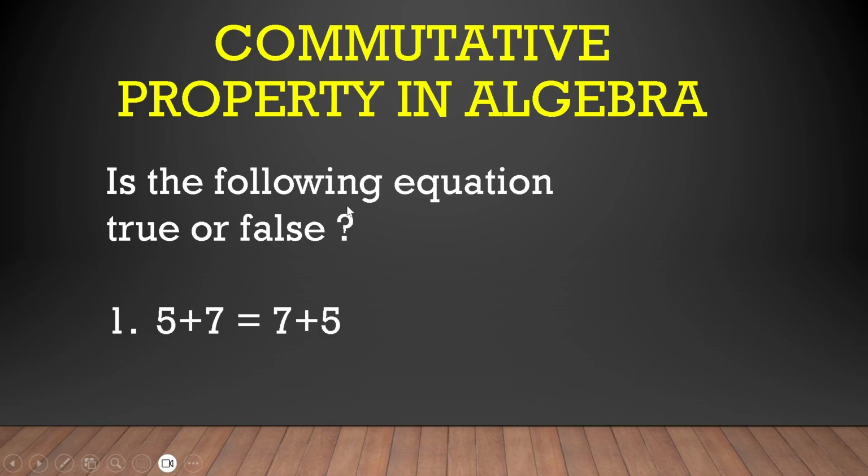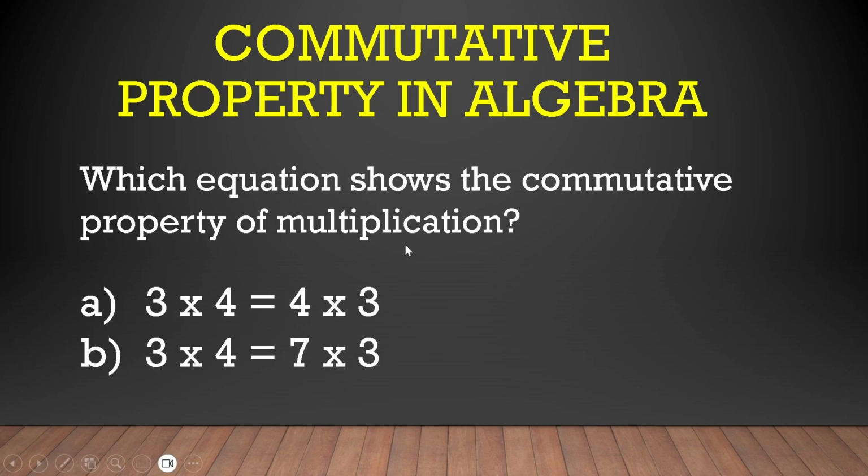So our first question here is, is the following equation true or false? Number one, 5 plus 7 is equal to 7 plus 5. Now let's read our second question. Which equation shows the commutative property of multiplication? A. 3 times 4 is equal to 4 times 3. Or B. 3 times 4 is equal to 7 times 3.